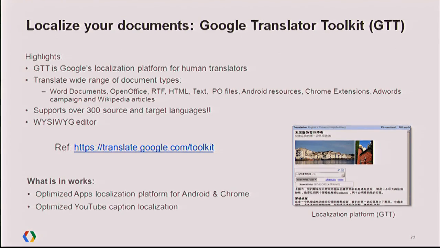We would also like to talk a little bit more about things that are in the works. Given what you have heard over the last 2 years, Android apps and Chrome apps are a very important part of our ecosystem. And given that, we want to now optimize our app localization platform, especially for Android and Chrome apps. We are also working on optimizing our YouTube caption localization process as well. With respect to the apps localization platform, Andrew, why don't you give us a sneak peek into that? Sure.